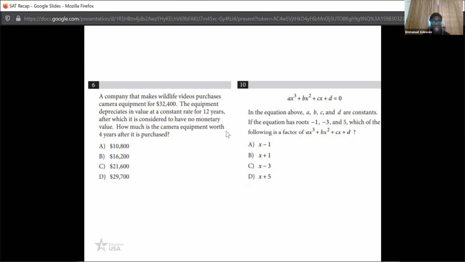Moving on to question 10. In the equation above, A, B, C, and D are constants. If the equation has roots -1, -3, and 5, which of the following is a factor of ax to the third plus bx squared plus cx plus d? Would that be A, B, C, or D?